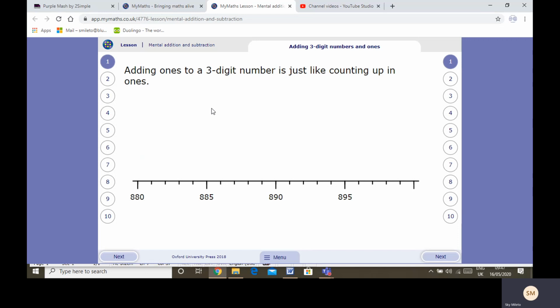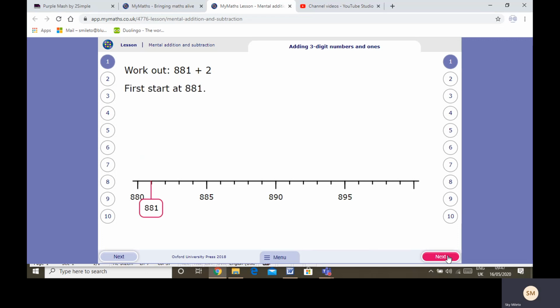Adding 3-digit numbers is just like counting up in ones. 881 plus 2. All you have to change is the ones. So 881, 882, 883. The 880 doesn't change, it's only the ones that change.